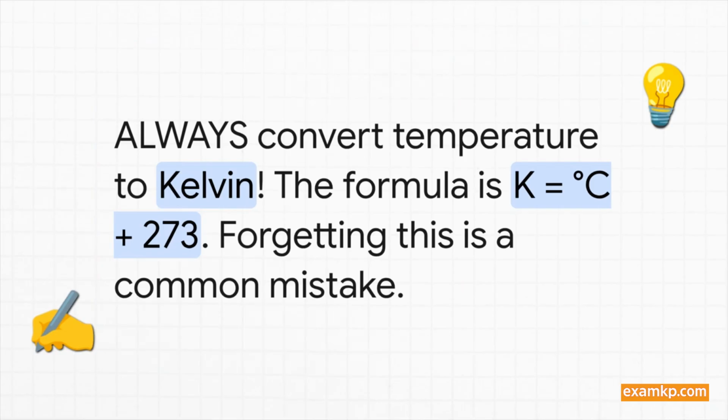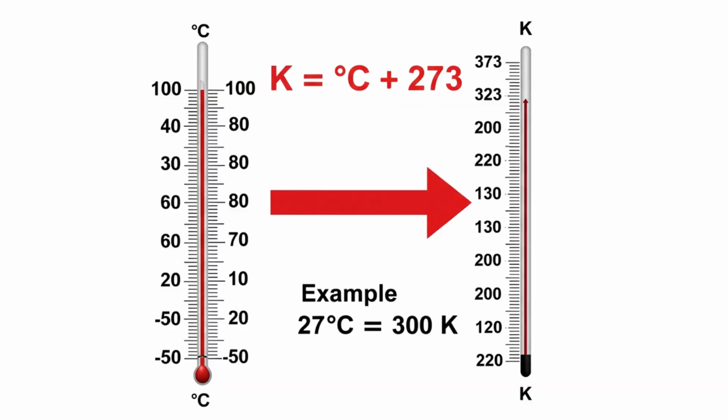Okay, everybody, listen up. This right here might be the most important tip in this entire explainer. Seriously, write this down. All your gas law calculations have to use the absolute temperature scale, which is Kelvin. If they give you a number in Celsius, your very first step before you do anything else is to add 273. Forgetting this is probably the number one reason students lose marks. Don't let that be you.